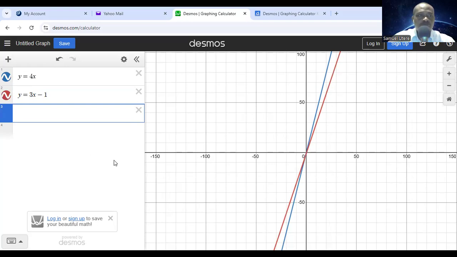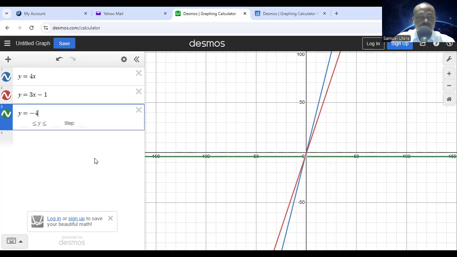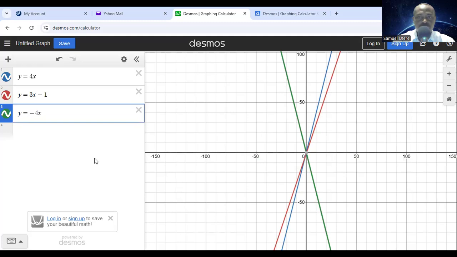Okay, and then we were told to plot the graph y equals minus 4x. Let's just add that here and see what happens. Y equals minus 4x. Wow, okay, interesting. So when this is negative, the graph changes. Something interesting you notice, it slopes from bottom right to top left. From bottom right to top left.